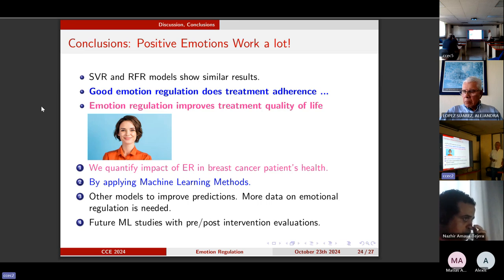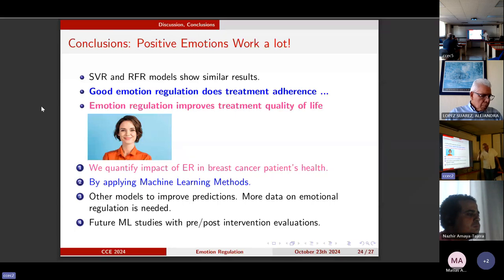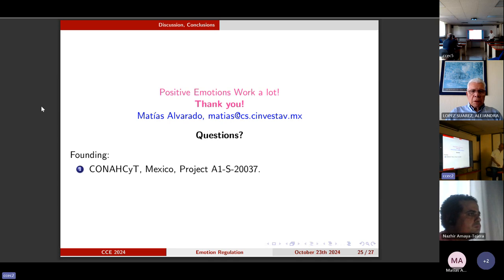Of course, positive emotions work a lot. Good emotion improves treatment adherence, the treatment, and the quality of life. And we quantify the impact of emotional regulation in breast cancer patients by applying these methods. And of course, we need to broaden this research with more data on additional emotional regulations and with more features that we can study previous or posterior to interventions and evaluations. Positive emotion works a lot.